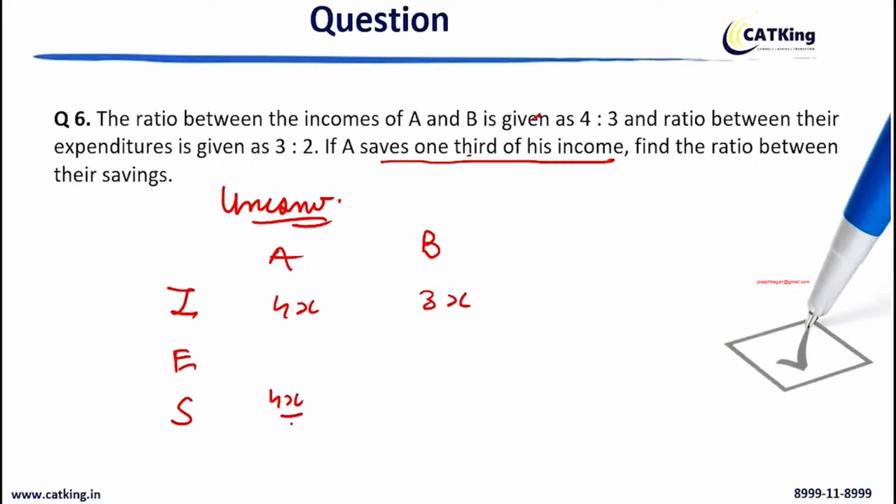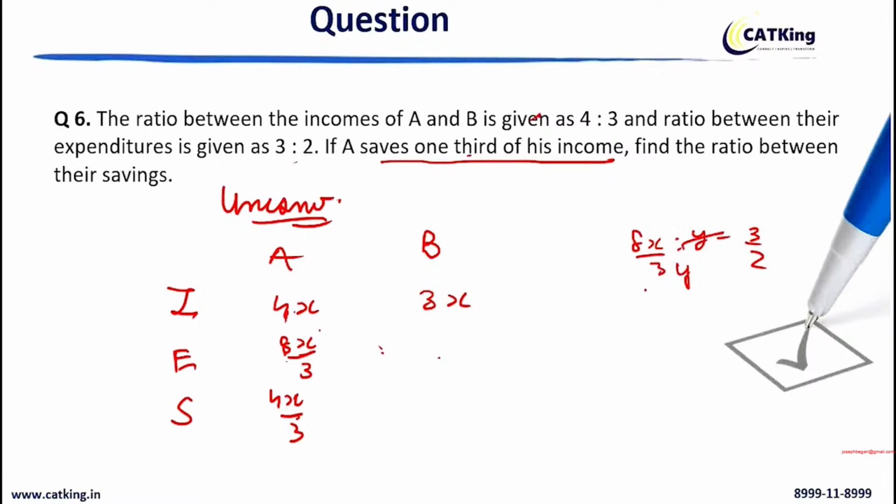4x by 3. Now this minus this equal to this, income minus expenditure equal to saving. So 4x minus something is equal to 4x by 3, right? So this will be what? 8x by 3 obviously, because 8 plus 4, 12, 12 by 3 is 4x obviously, right? Okay. Now the ratio of expenditure is given as 3:2. So 8x by 3 to something equal to 3:2, right?